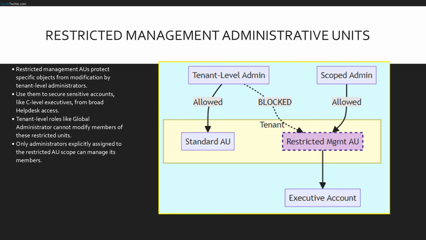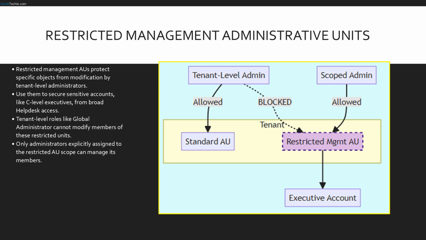A critical advanced scenario involves restricted management administrative units. Standard AUs allow tenant-level admins to retain control, but sometimes you need to block even them. Restricted management AUs are designed to protect highly sensitive objects, such as the CEO's user account or sensitive finance security groups.